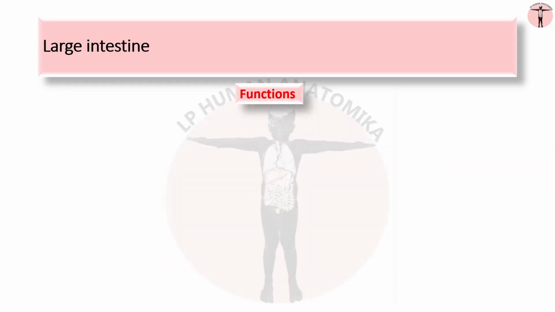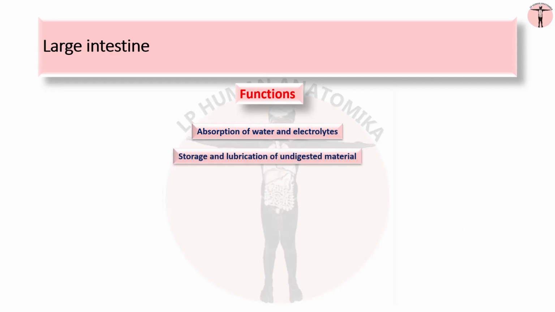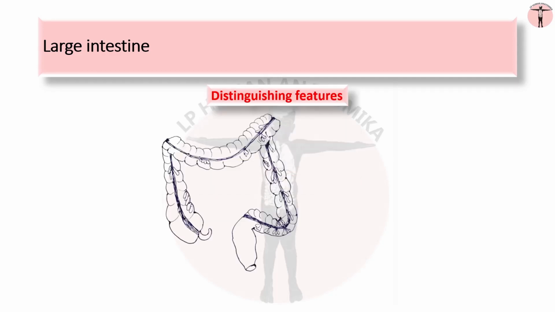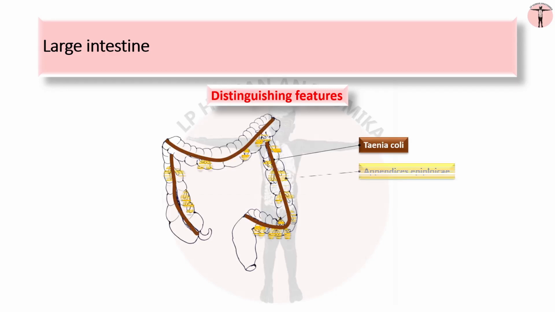The primary function of the large intestine is the absorption of water and electrolytes, the storage and lubrication of undigested material until it can be expelled from the body as feces, synthesis of vitamin B complex and vitamin K by normal bacterial flora present in lumen, and protection from invasion by microorganisms by its mucoid secretion, which is rich in IgA group of antibodies. Distinguishing features or characteristic features of large intestine are taenia coli, appendices epiploicae, and sacculations or haustrations.